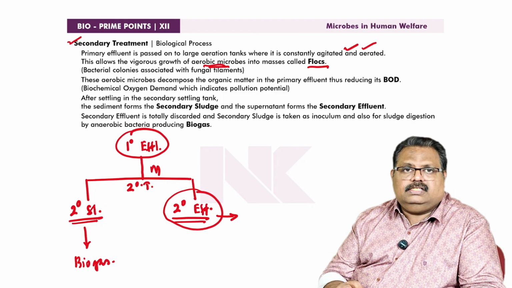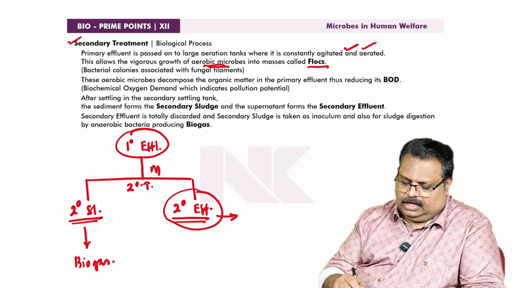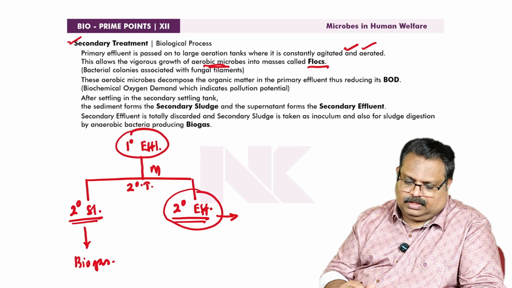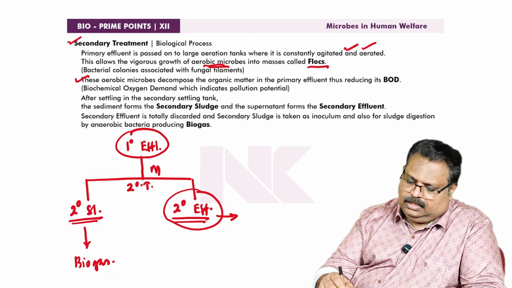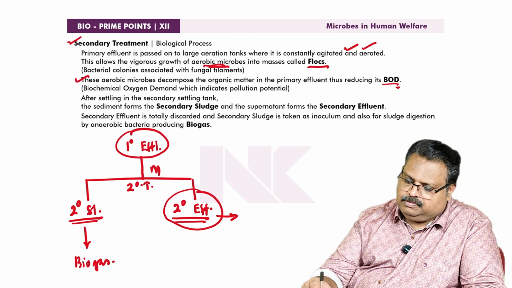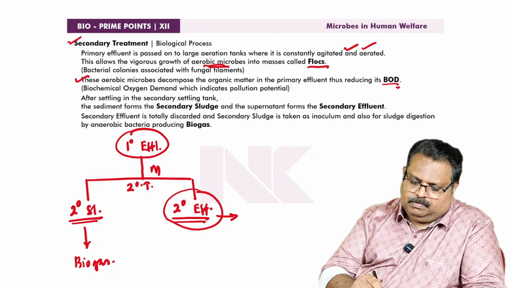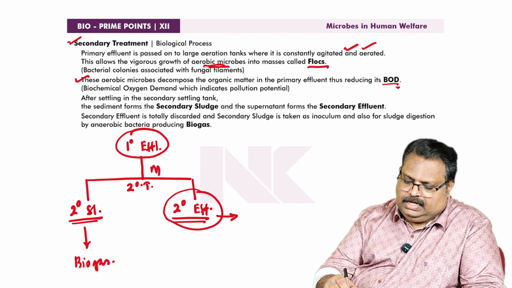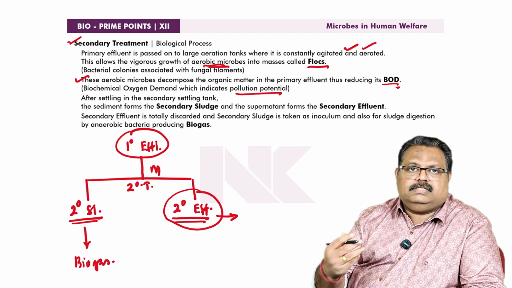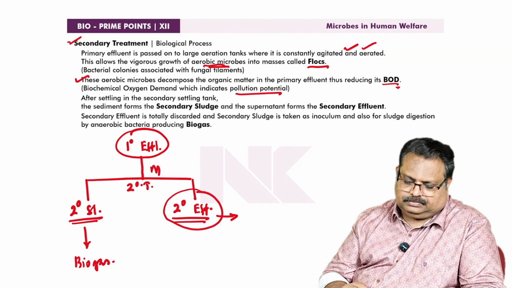The primary effluent is with high BOD and the secondary effluent with low BOD. These aerobic microbes decompose the organic matter in the primary effluent, thus reducing its BOD. BOD means biochemical oxygen demand, which indicates the pollution potential, the capacity to pollute.